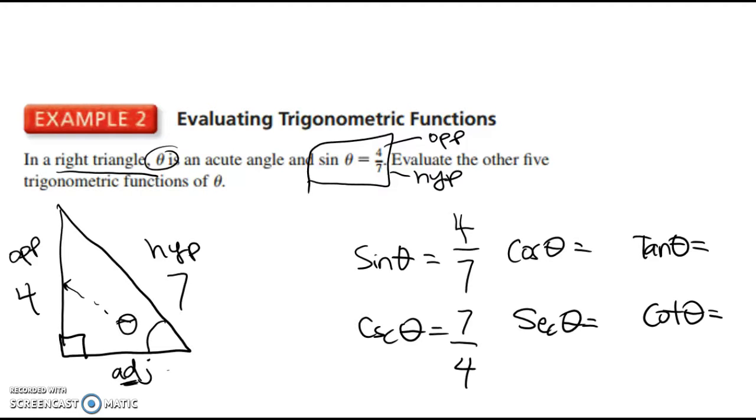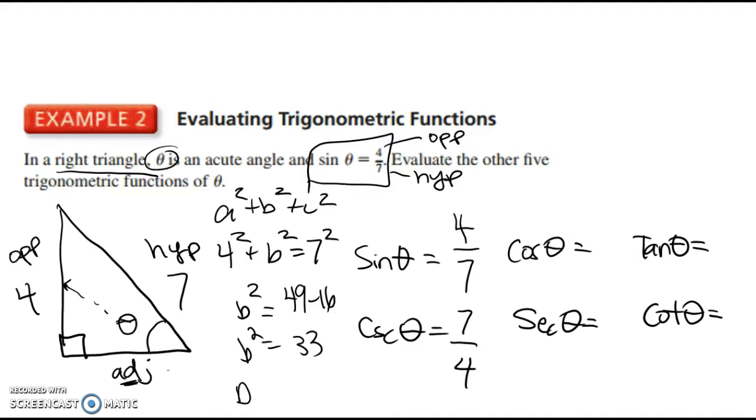So how can we find the missing side of the right triangle? Again, we're going to do Pythagorean theorem. A squared plus b squared equals c squared. So we can plug in 4 squared plus b squared equals the hypotenuse squared. After solving for the missing side, I don't get an exact integer answer. I actually get the square root of 33. So I'm going to leave it square root of 33. I'm not going to make it a decimal. So that is the adjacent side.